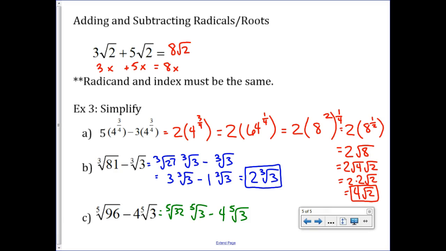So the 5th root of 32 is 2, 5th root of 3 minus 4, 5th root of 3. So 2 minus 4 is negative 2, the 5th root of 3. Notice I'm being careful to write that 5th root away from that negative 2 so it doesn't look like negative 2 to the 5th power. So just be careful with how you're writing those things.